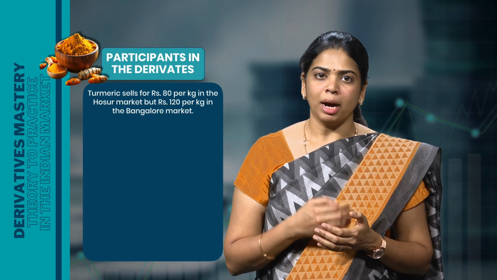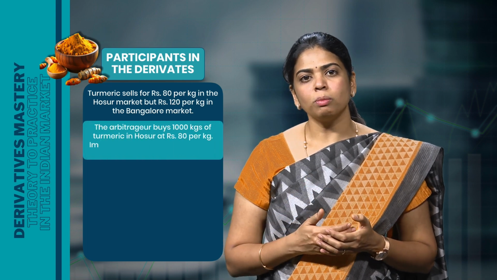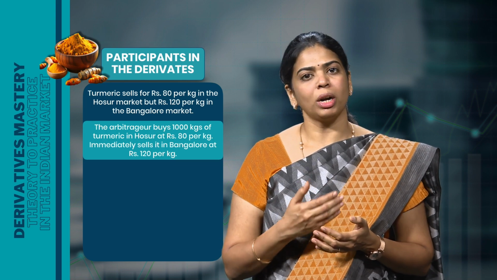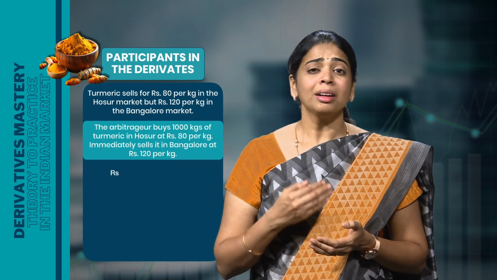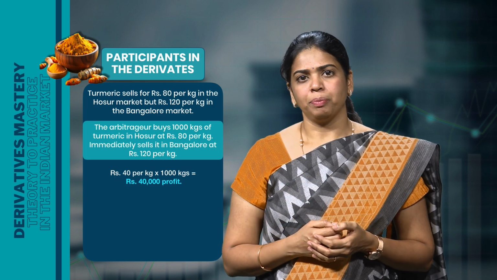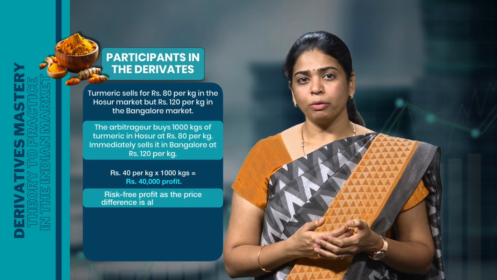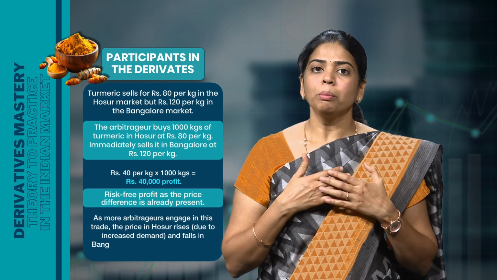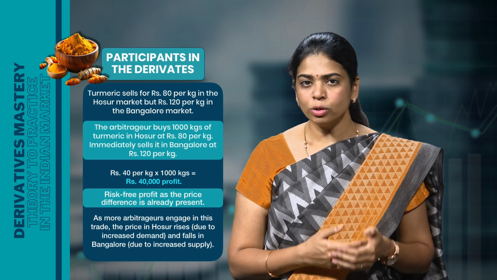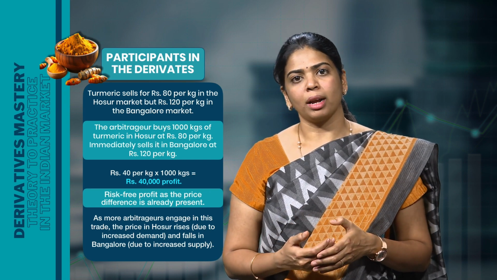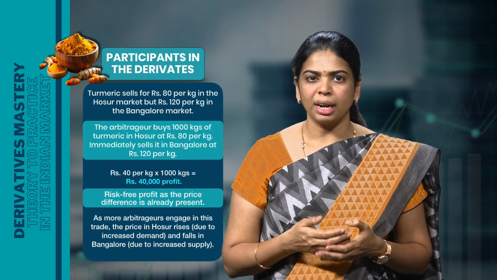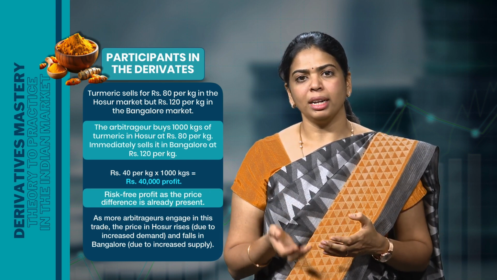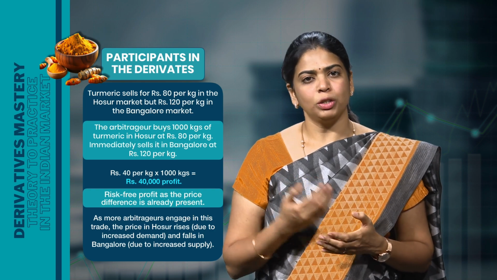The arbitrageur would buy 1000 kgs of turmeric in Hosur market at rupees 80 per kg and immediately sell it in the Bangalore market at rupees 120 per kg and make a profit of rupees 40 per kg. So for 1000 kgs the total profit is rupees 40,000 without taking on any risk. So when more arbitrageurs buy turmeric from the Hosur market and sell it in the Bangalore market, the increased demand in the Hosur market will drive the price up. Similarly, as the supply in the Bangalore market increases, the price there will eventually drop.